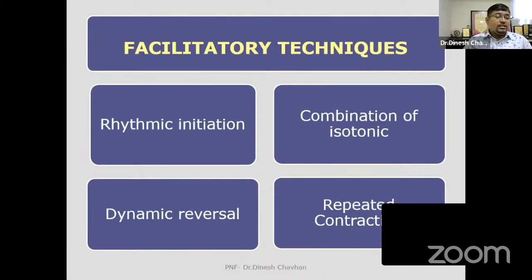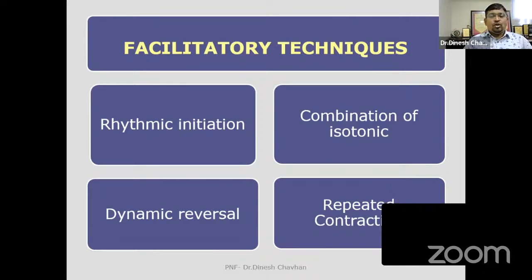So rhythmic initiation can be used in those patients or conditions where mobility is the problem, where initiation is the problem. In that condition, we use rhythmic initiation. When we want to teach the movement, at that time we use rhythmic initiation. Start from passive, active assisted, resisted, and then active movement.